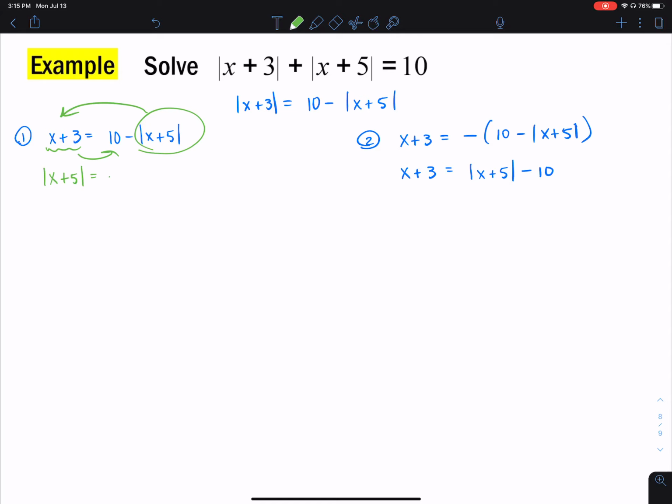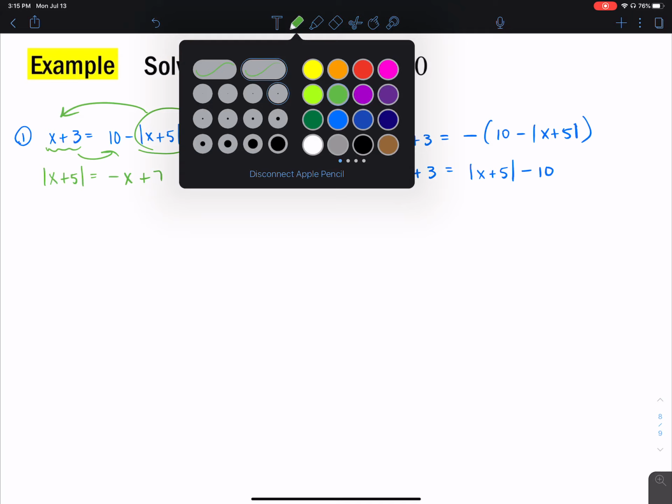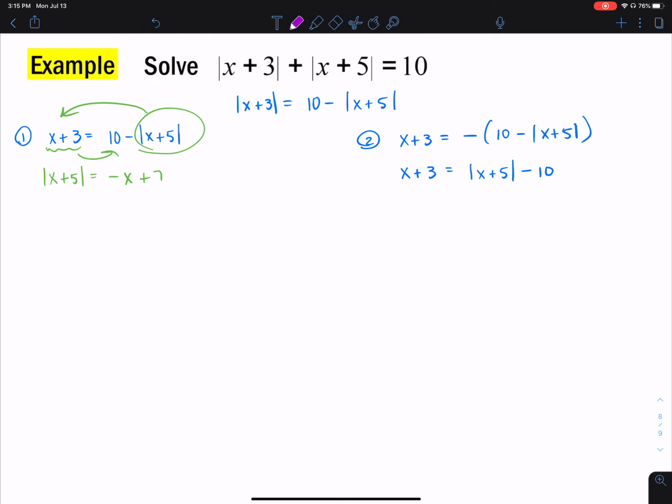So if I move x over, I will have negative x, and if I subtract 3 from 10, I will end up with 7. All right, so we've isolated our absolute value. We are ready to split this into two equations. So we're dividing this one into two equations. I'm going to switch my color here real quick so it's a little bit easier to follow.